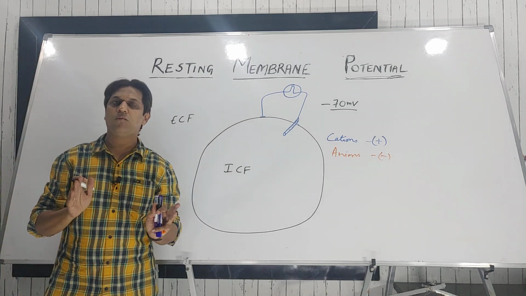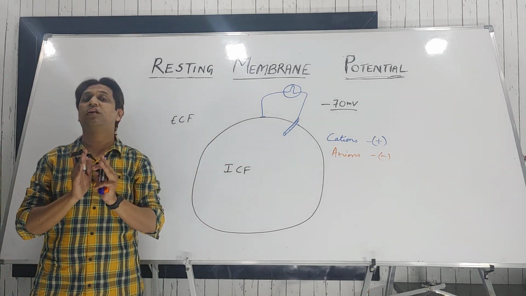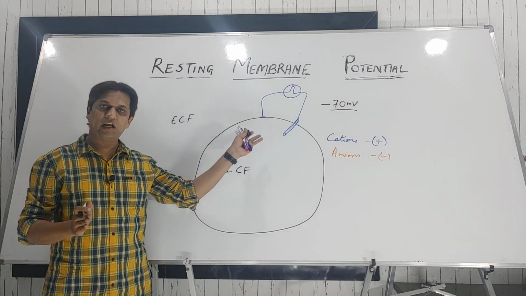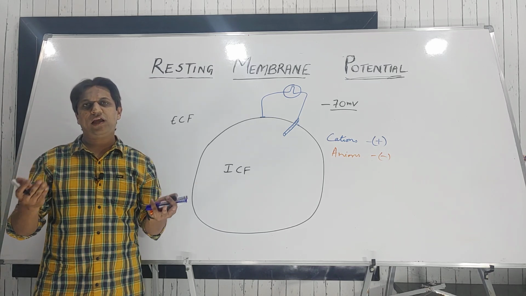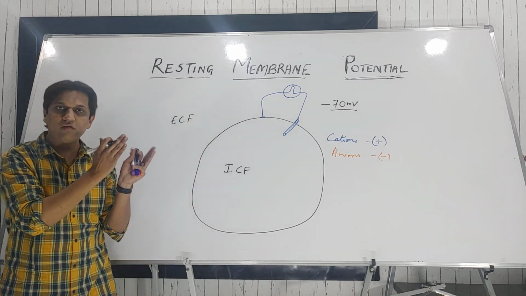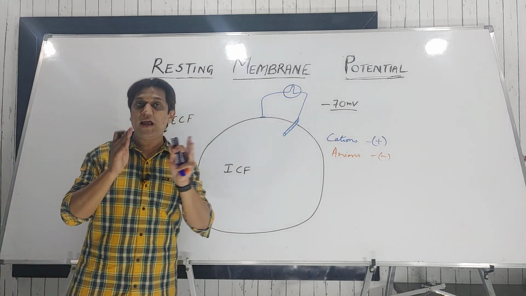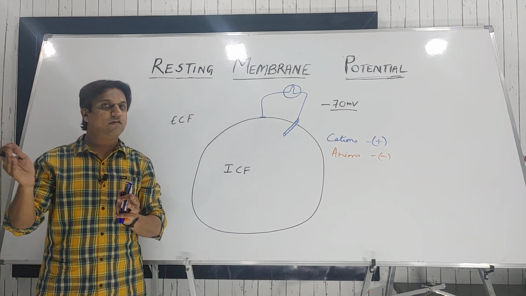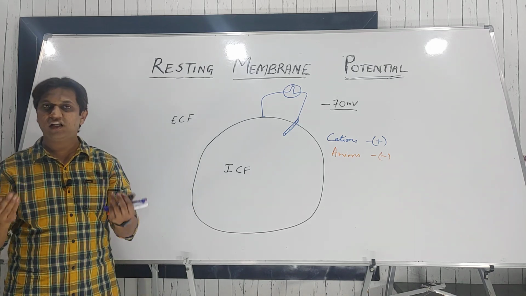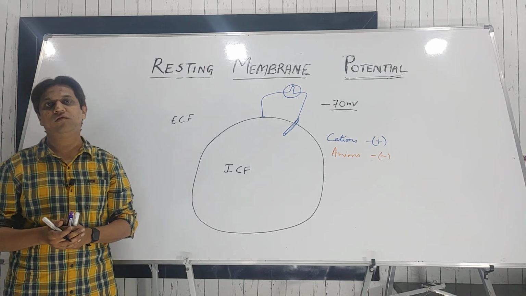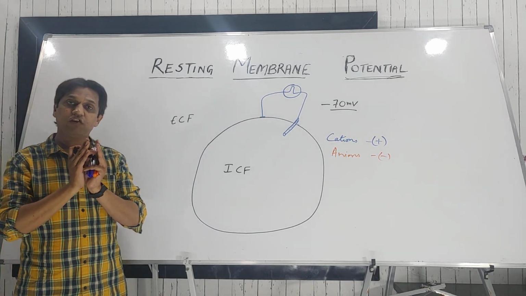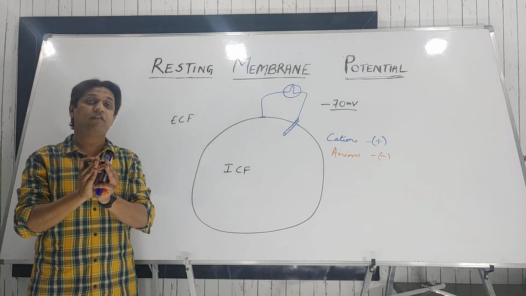Remember, all cells of our body will have the RMP, or the resting membrane potential, all cells. This RMP is usually negative, and the value varies from -9 millivolt to -100 millivolt. Different cells have a different resting membrane potential. In our example of a neuron or a nerve cell, it is -70 millivolt. Cardiac muscle will have around -90 millivolt, and smooth muscle cells will have -55 millivolts. Skeletal muscles are also having around -85 to -90 millivolt. RBC will have around -7 millivolt. So different cells will have a different resting membrane potential, but all cells, remember, will have resting membrane potential.